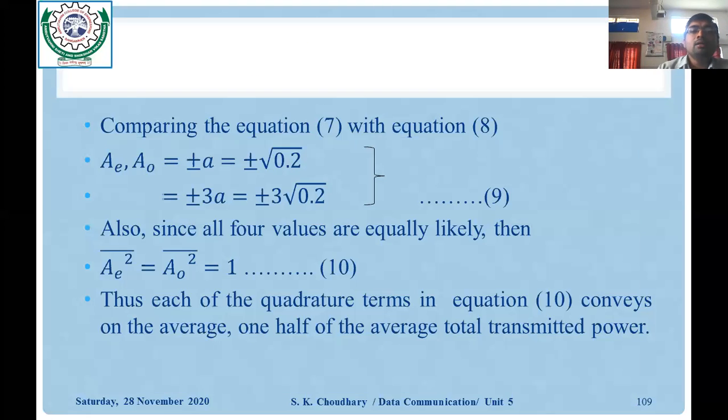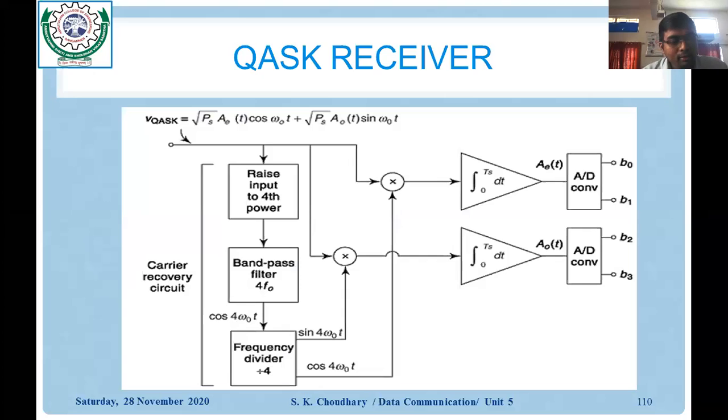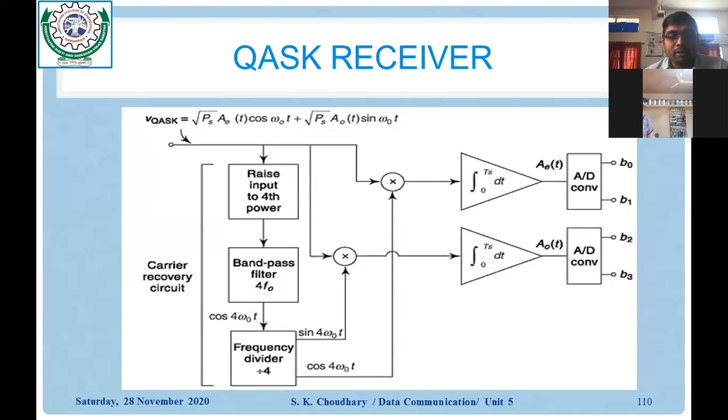Okay. Now we have to see the QASK receiver. Again, you can see that in this diagram, the receiver structure is very much similar to that of QPSK and M-ary PSK. Only the carrier recovery circuit is different, meaning the band pass filter tuning is different, as well as the limits of the integrator are changed. So you can see here the QASK receiver shown in this particular diagram, where the QASK signal is received by the receiver through the channel. So it would be given to two parts of this particular structure.